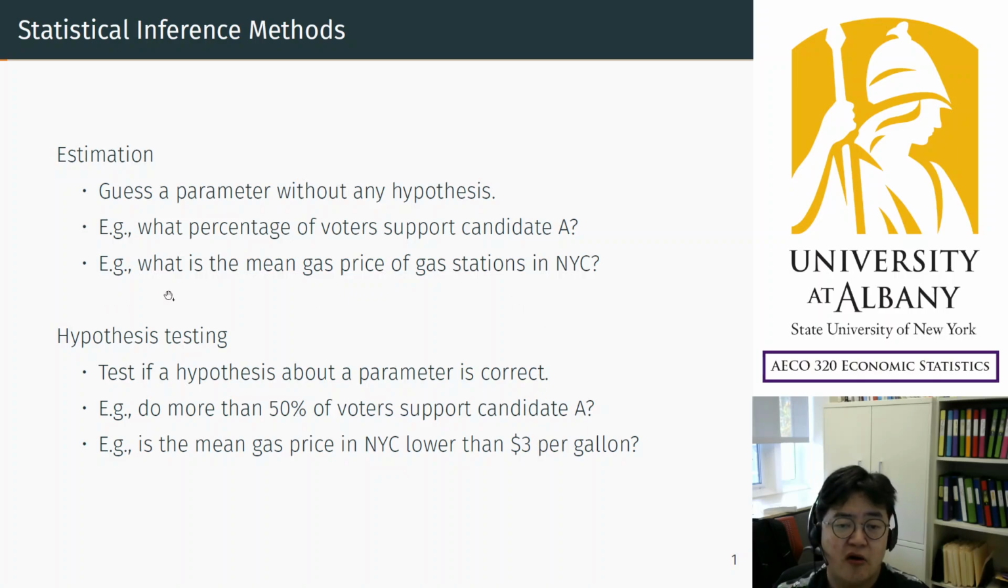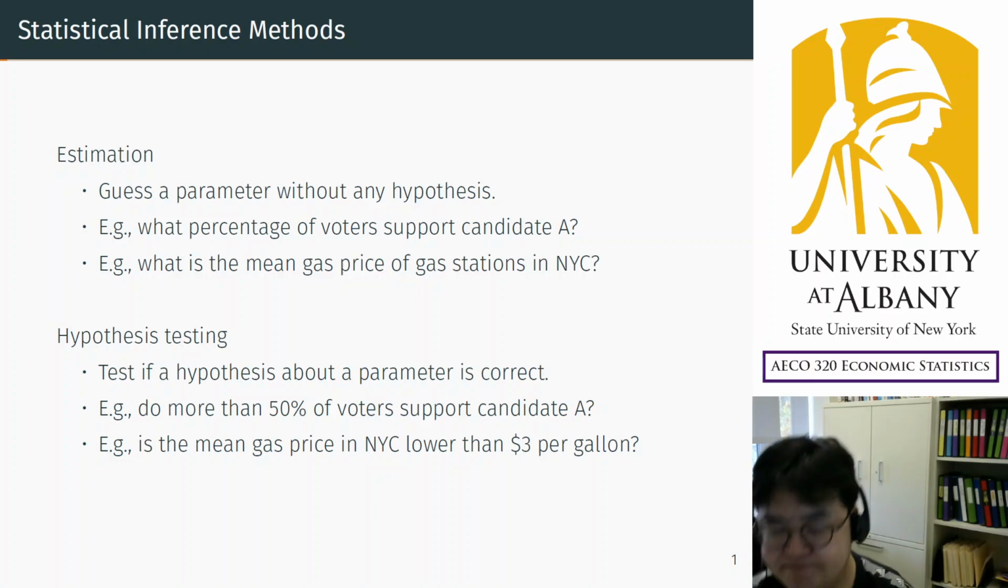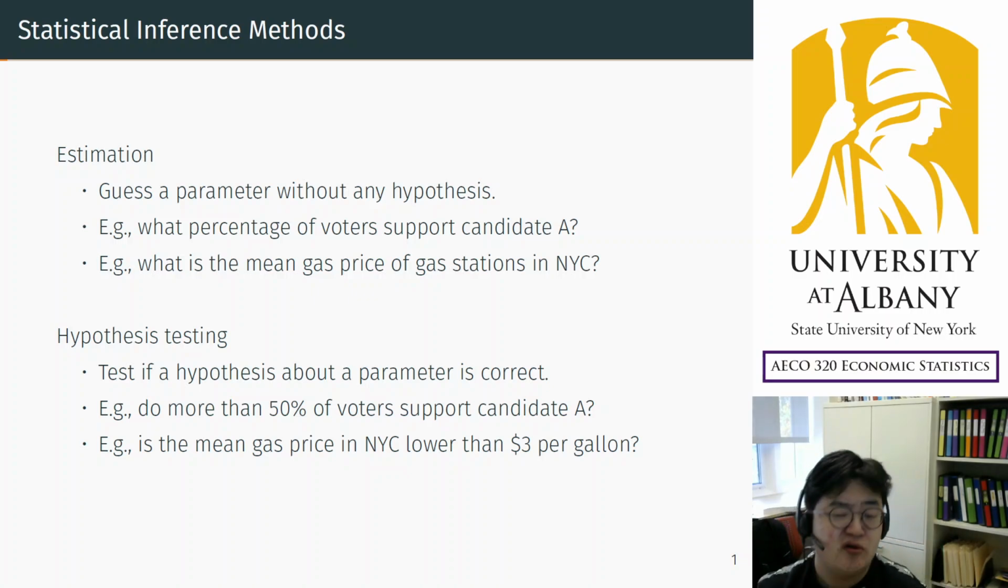Another example. What is the mean gas price of gas stations in New York City? Then it is an open question. The mean gas price is a number, so you can use any number to answer the question. So it is an estimation problem. But if you ask, is the mean gas price in New York City lower than $3 per gallon? Then it is again a yes or no question, which is a hypothesis testing problem. Now I think the difference between estimation and hypothesis testing is intuitively understood.